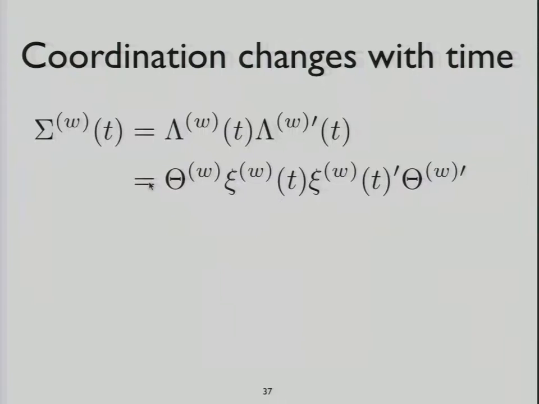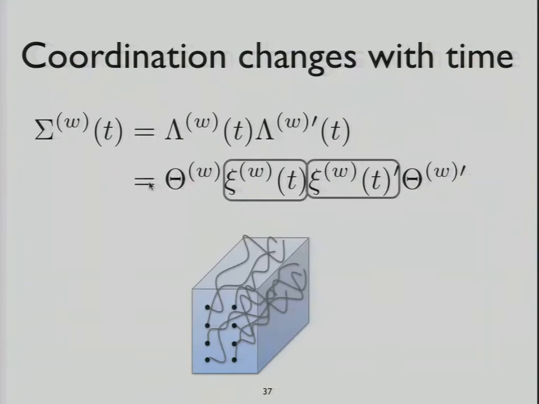So now, under this model, the covariance is lambda times lambda prime. Because it incorporates xi, which is a function of time, a matrix of Gaussian processes, this makes the model heteroscedastic.